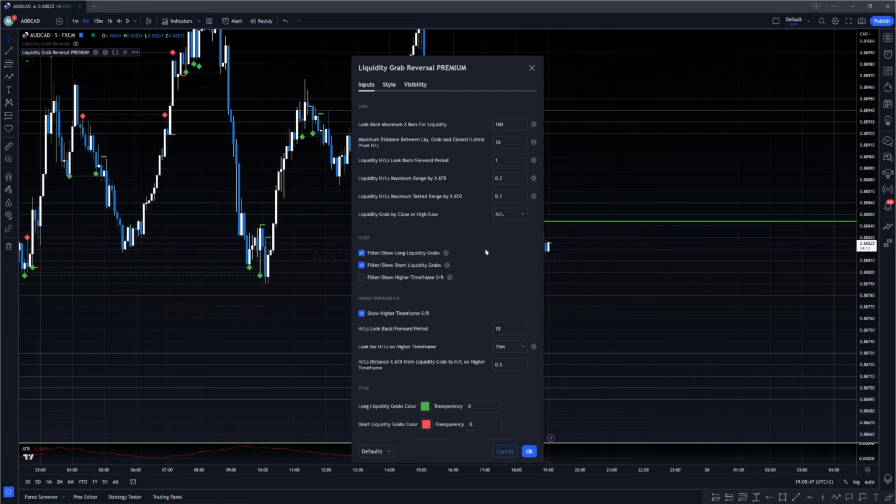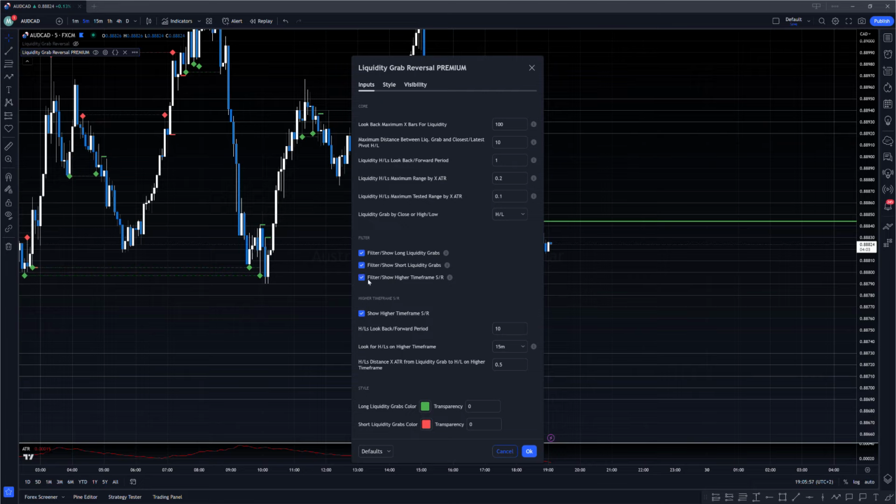And yeah, this is the color of the trades that you can change. And the last thing is, if you want to filter only the trades with this confirmation, you can click this, you click OK, and as you can see here, only the trades with this confirmation will be shown. And you can also create alerts for this indicator.